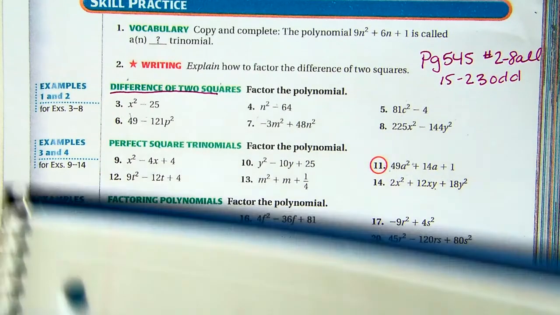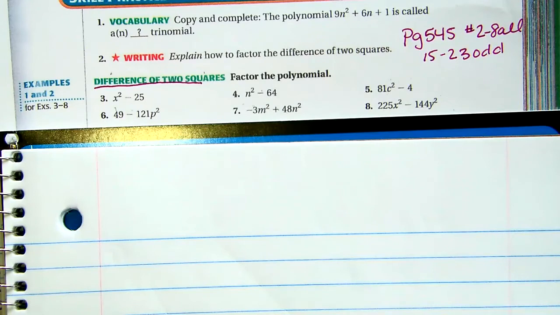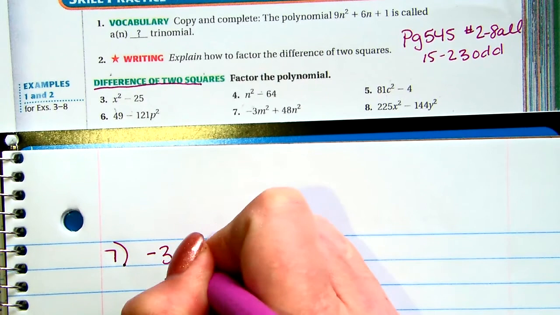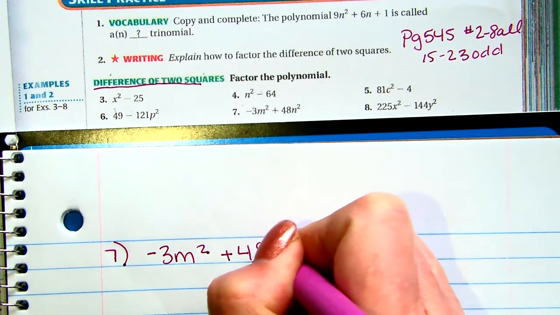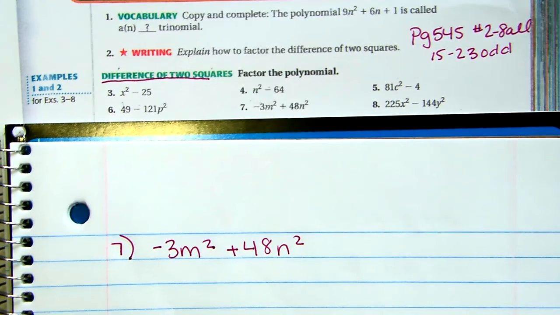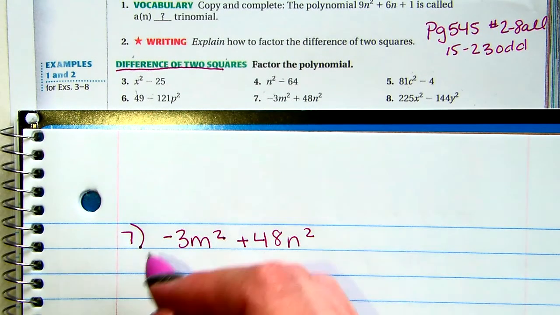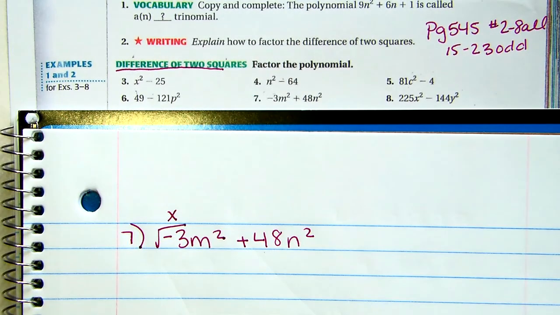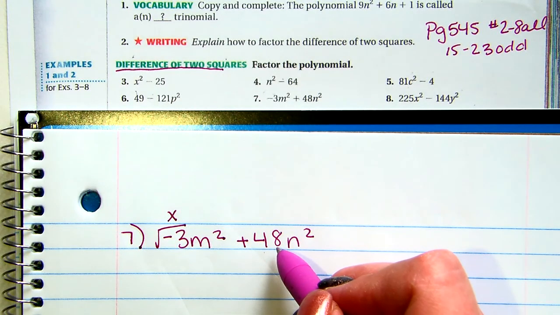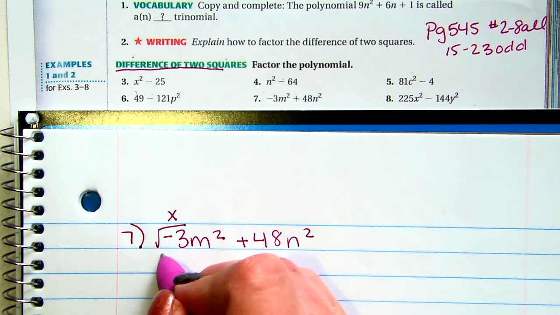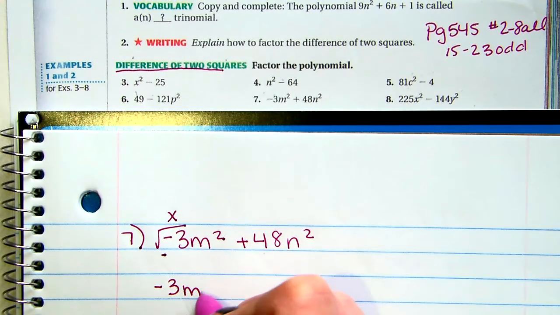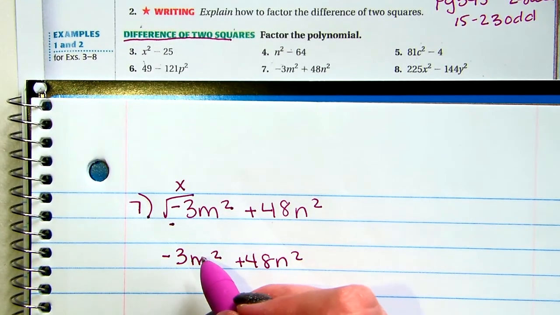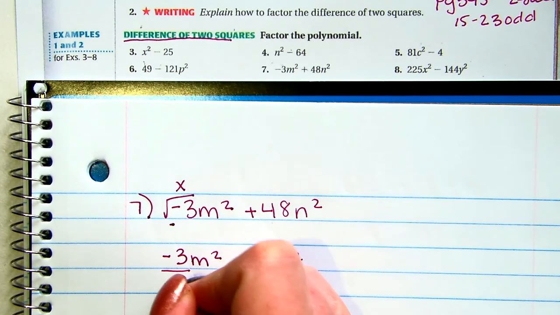So for this, for number 7, again, we have -3m squared plus 48n squared. We only want whole numbers. If I find the square root of -3, that is not pretty. And the square root of 48, that's not pretty either. So what I'm going to do is I'm going to divide instead. I'm going to divide each one of these numbers by -3. So I'm going to divide it by -3 here and by -3 there.